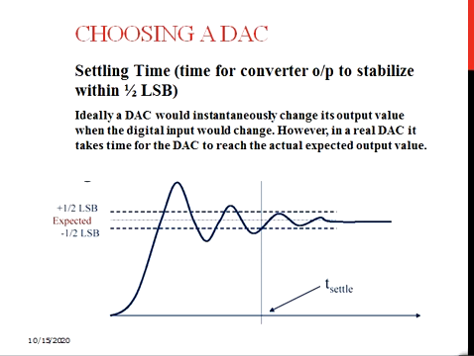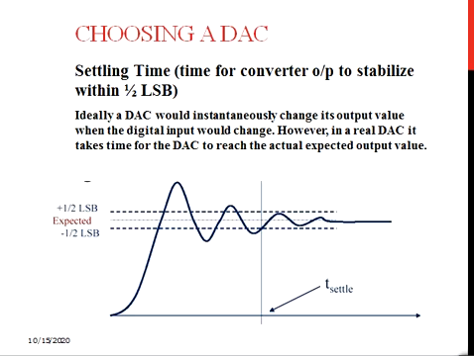The settling time is defined as the time for the converter output to stabilize within half a least significant bit. Ideally, a digital to analog converter would change its output value instantaneously when the digital input changes. In a real converter, it takes some time to reach the actual output value. That is called the settling time.